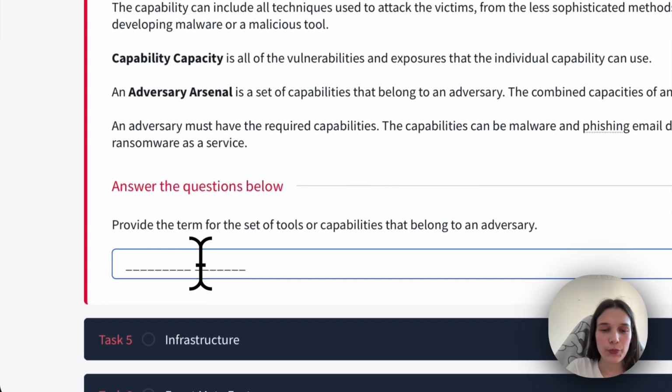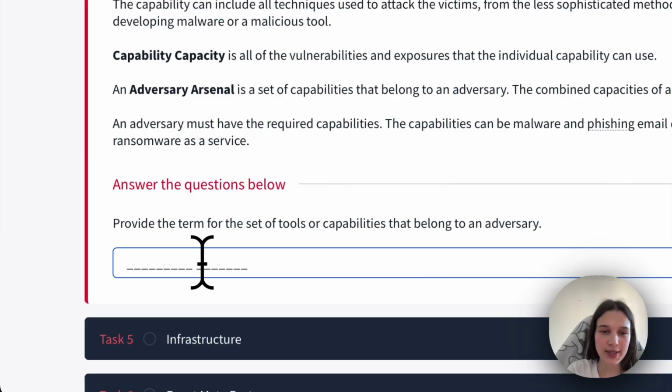So next we go. Provide the term for the set of tools or capabilities that belong to the adversary. This is adversary arsenal.